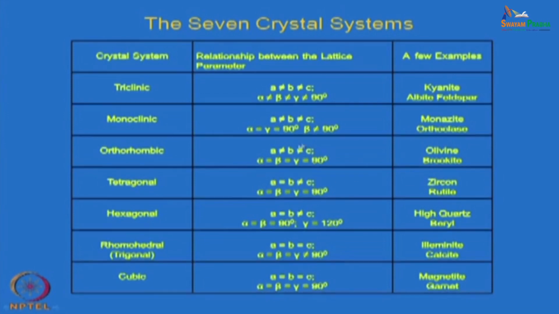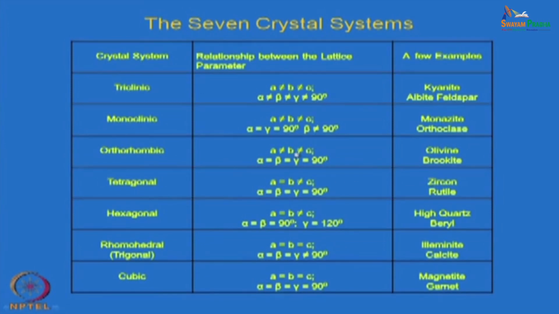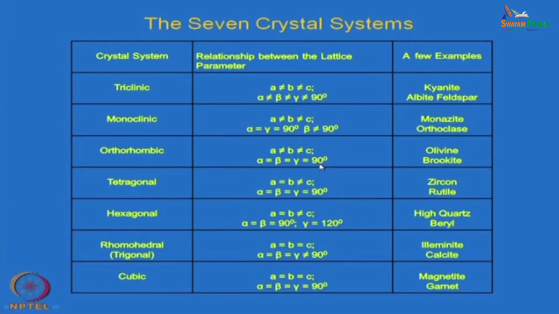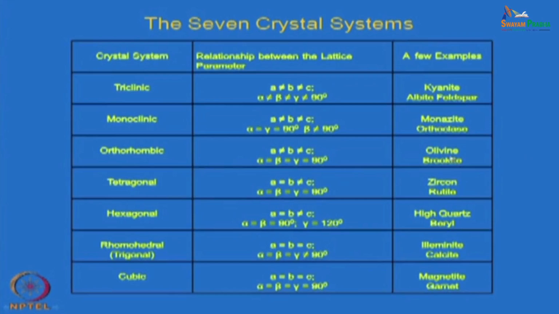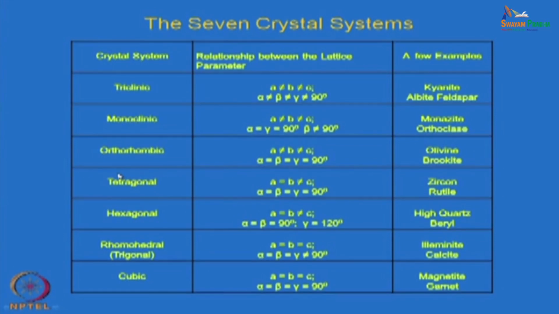Orthorhombic, the relationship is like this, A not equal to B not equal to C, whereas all the angles are 90 degrees. Okay. So, all the angles are 90 degrees, but the axis unit vectors or unit lattice parameters are different. Olivine and brookite, there are again two different silicate minerals which have this kind of a structure. Of course, these are only a few examples, there are many different compounds which may have orthorhombic structure or any of these structures or symmetries you can say.